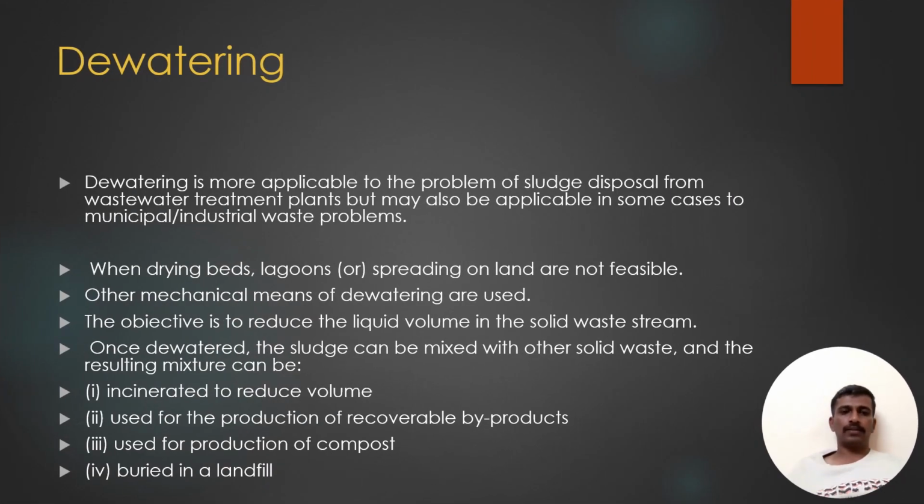Dewatering. Dewatering is more applicable to the problems of sludge disposal from wastewater treatment plants, but may also be applicable in some cases to municipal or industrial waste problems. When drying beds, lagoons, or spreading on the land are not possible, other mechanical means of dewatering are used. The objective is to reduce the liquid volume in the solid waste stream.